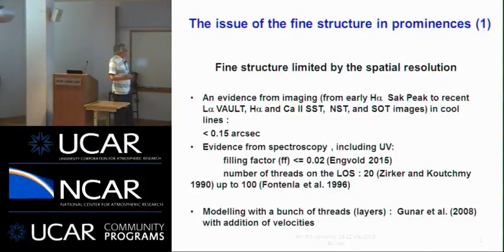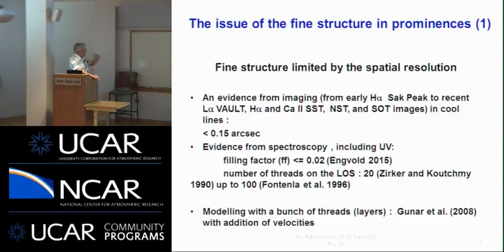This is related to the issue of the fine structure in prominences. We think that it has been clear that it is limited by the spatial resolution of the present instrumentation. Evidence comes from the very old H-alpha observations and others, recent Lyman alpha from VOLT, H-alpha and calcium-2 from SST and SOT, which show that the structuring scales could be less than 0.15 arcsecond. There is also some evidence from spectroscopy, including in UV. You can have a look at the paper by Engvold with a filling factor of less than 0.02.